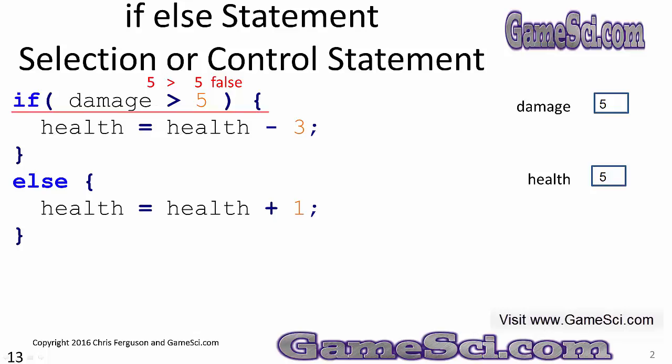What do you expect to happen when that statement is false? We expect it to skip the if and go to the else and execute the code in the else. When it executes the code in the else, it'll go inside this block. Everything between these two curly braces will execute when the condition is false. Health equals health plus 1. We've bumped the health variable back up to 6.